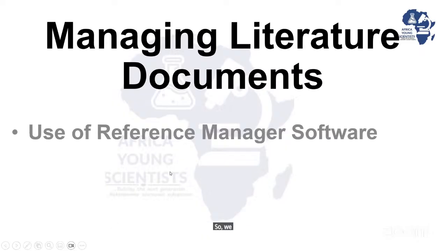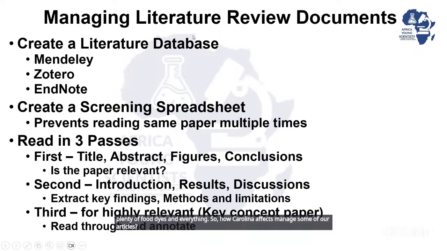So we can have plenty of folders and everything. How can we now effectively manage our articles? To effectively manage your literature documents, you need to have a literature database. As a student presently doing a PhD or master's, these two are free, Mendeley and Zotero. So you have no excuse for not having one of these two on your system because they are free. EndNote, you have to pay.